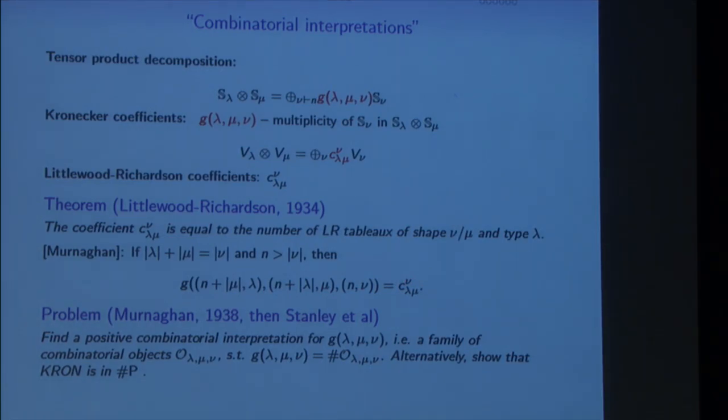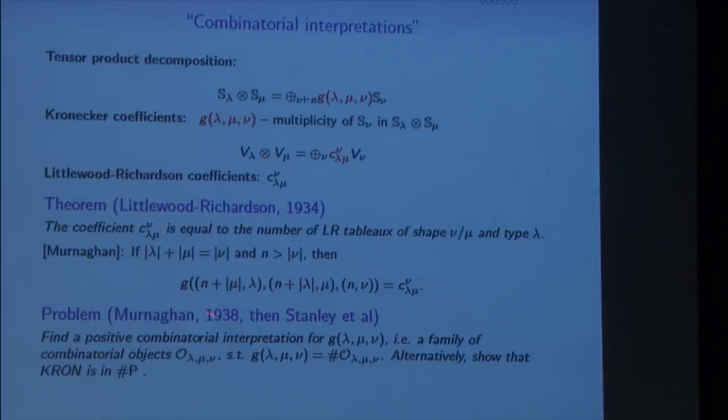But of course, these are not all. The Kronecker coefficients are defined for every three partitions of the same size, and they have a lot more complicated structure in some sense. This is a problem from 1938, which was first posed by Murnaghan, and then taken over by the community in algebra.